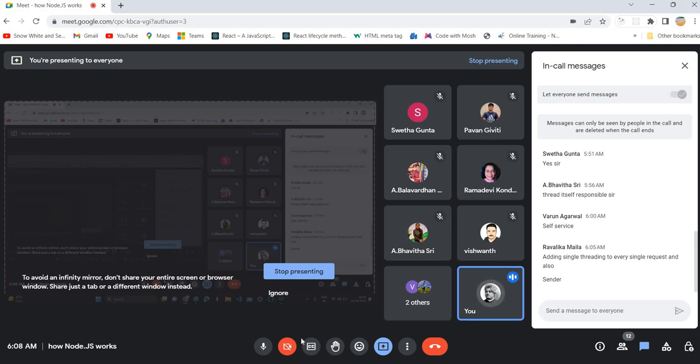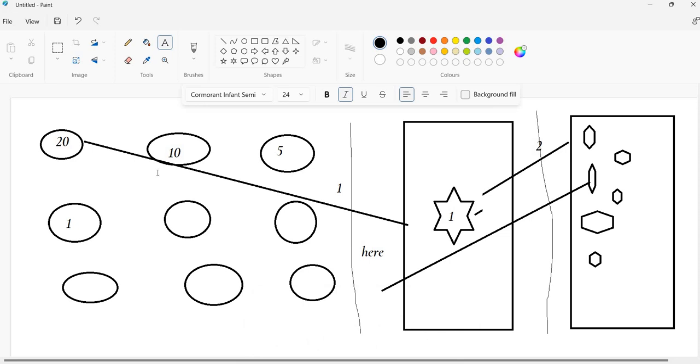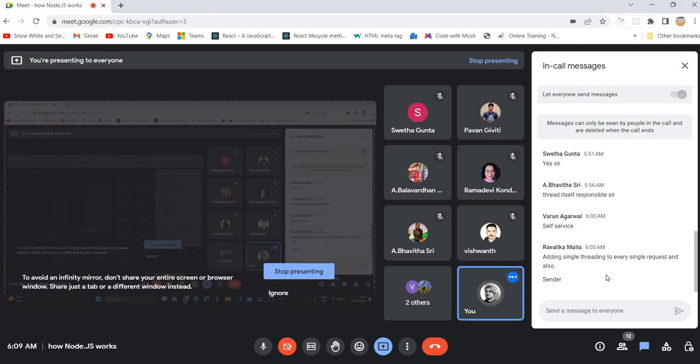Okay, Ravalika said adding single threading to every single request and also sender. No, it's not possible, Ravalika, because suppose you appoint one thread for each and every request, and suppose Amazon is there, so at a time, within a minute, when we have a sale, big discount, lakhs of people send a request to the server, at that time we can't provide 1 lakh threads. It's not possible. Okay, can you tell me? You already have explained the answer, just understand what I said and hopefully you can give the right answer.